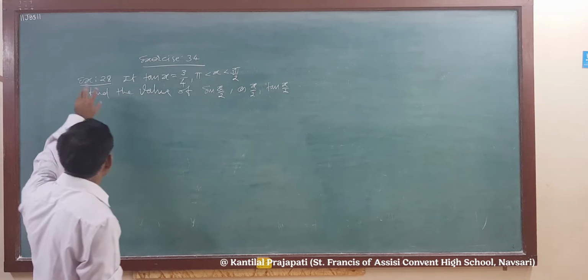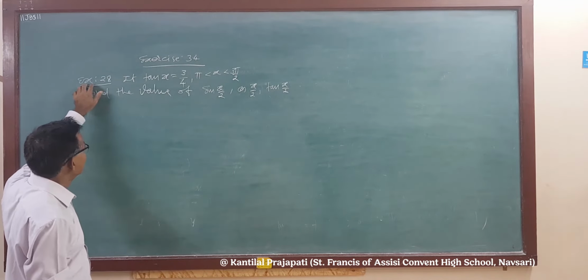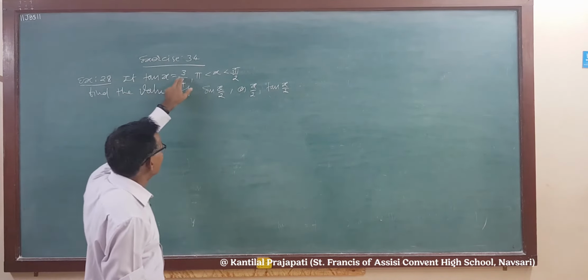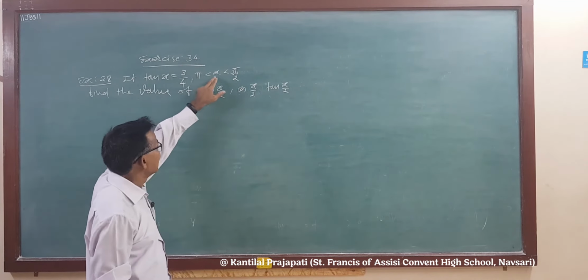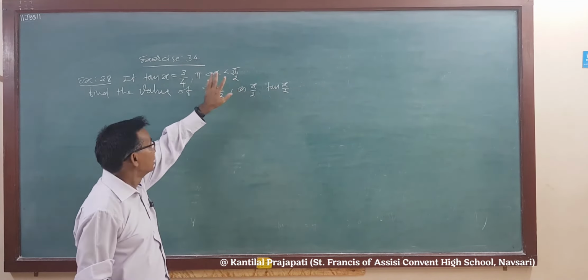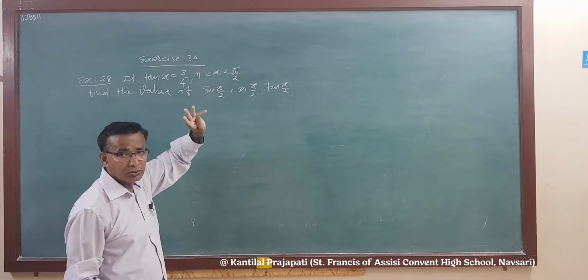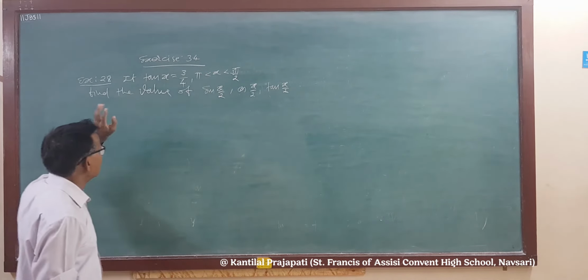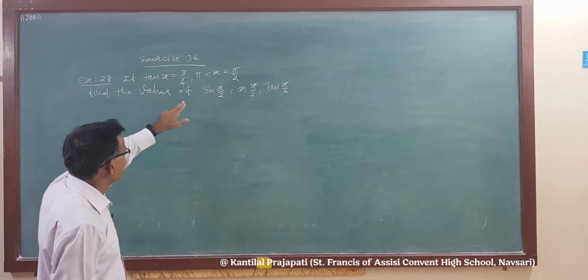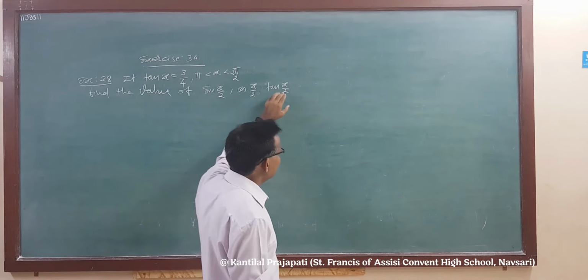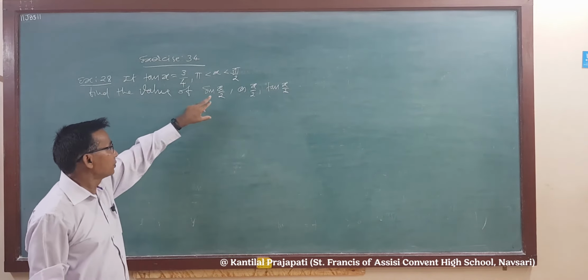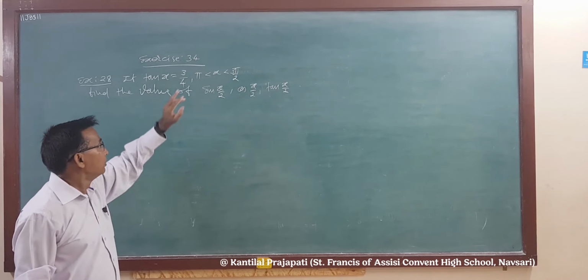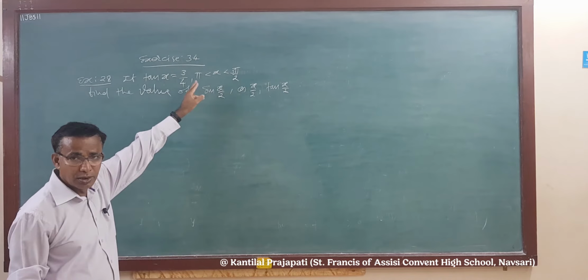See here, example 28. If tan x is 3 by 4, and pi is less than x less than 3 pi by 2, which quadrant? Pi to 3 pi by 2 means third quadrant. We have to find the value of sin x by 2, cos x by 2 and tan x by 2. So in this type of example, first you have to find the quadrant of x by 2 from the given quadrant of x.